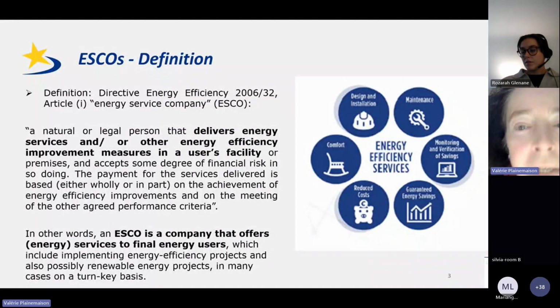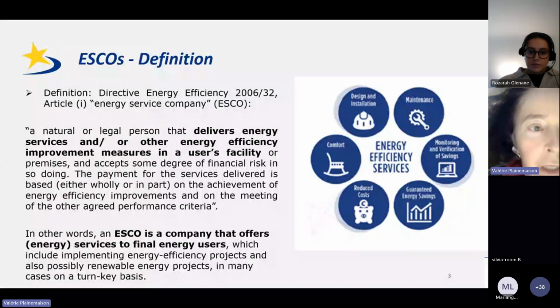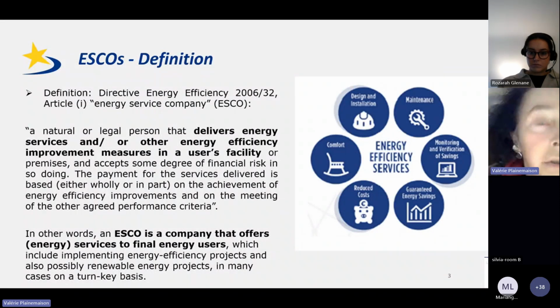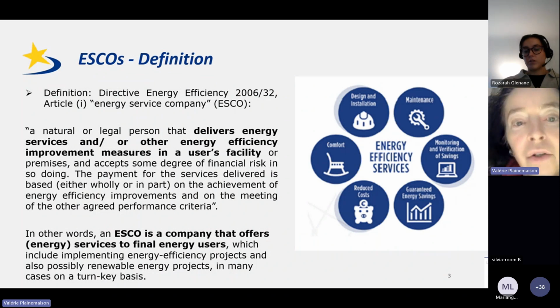So what is an ESCO? ESCO means Energy Services Company, and it was defined, legally speaking, in the Energy Efficiency Directive of 2006, in an article that you can look at in this directive. So an ESCO is a natural or legal person. Mostly it's a legal person, let's say a company. But if it's a natural person, it could be a consultant, provided that it can deliver energy services, mainly energy efficiency improvement measures in a user's facility. ESCOs are characterized by the fact that they accept a certain degree of financial risk, which we also call operational risk, and the payment of the service is based on the achievement of energy efficiency improvement.